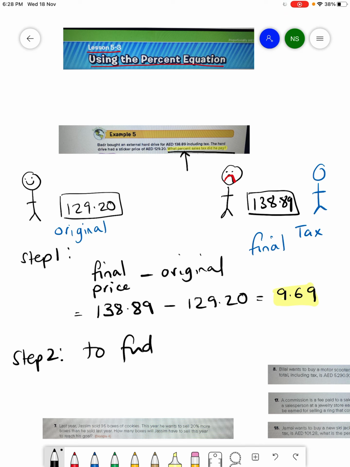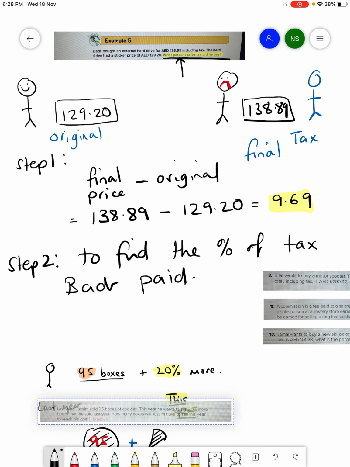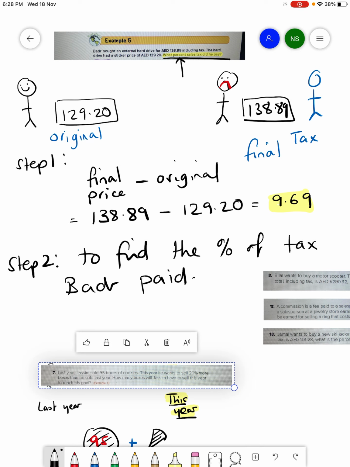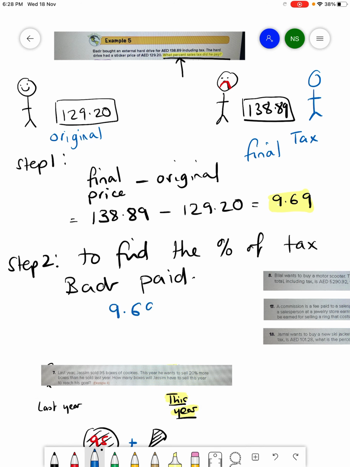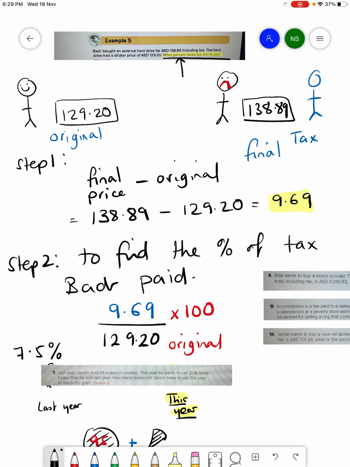To find the percentage, we need step 2. To find the percentage of tax Badr paid, we do a simple calculation. We take the amount of extra that he paid and divide it by the original amount. The original amount was 129.20. But to make it into a percentage, don't forget to multiply it by 100. And that's the answer. If you do that calculation, you will get a final answer of 7.5%. Don't forget to put percent.